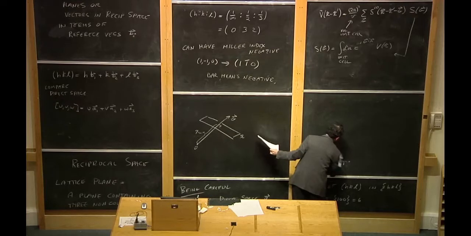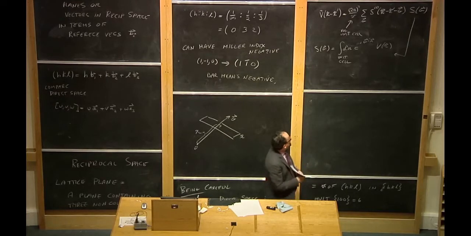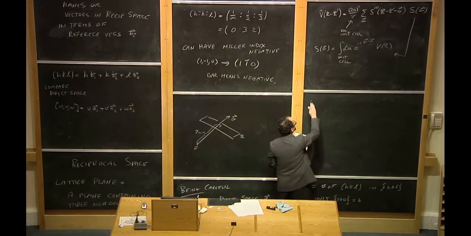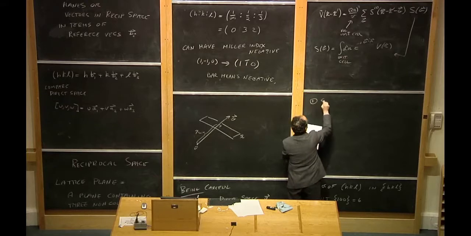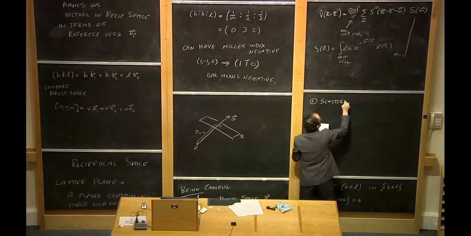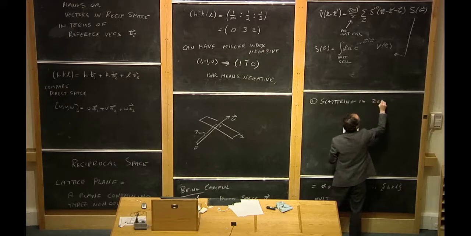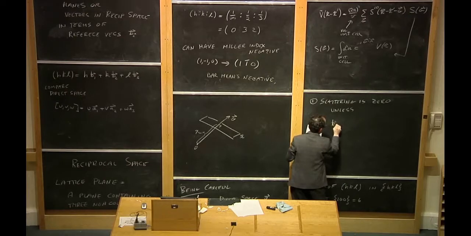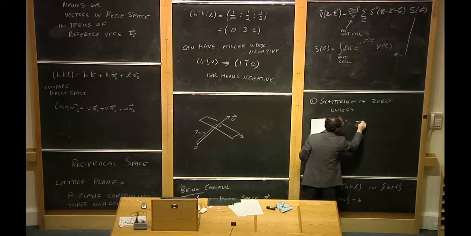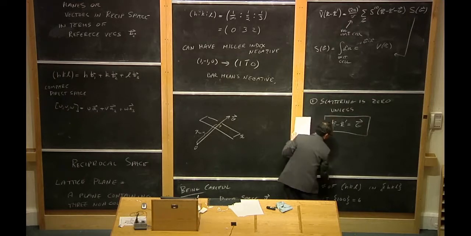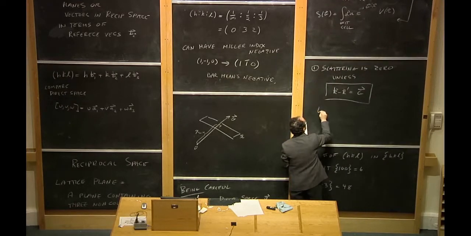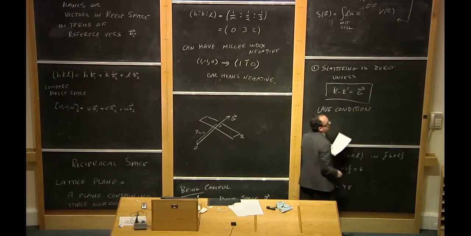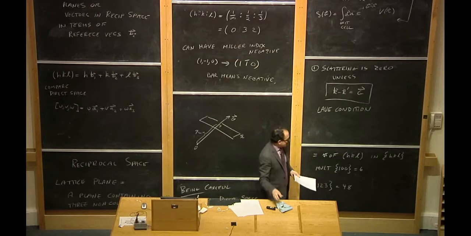First of all, the Fourier transform of this periodic function is 0 unless we're looking at values of k which are elements of the reciprocal lattice. So, point 1: scattering is 0 unless k minus k prime is a reciprocal lattice vector g. This is important. Put a box around it. This is known as the Laue condition, after Max von Laue, who won a Nobel Prize for discovering this in X-ray scattering.